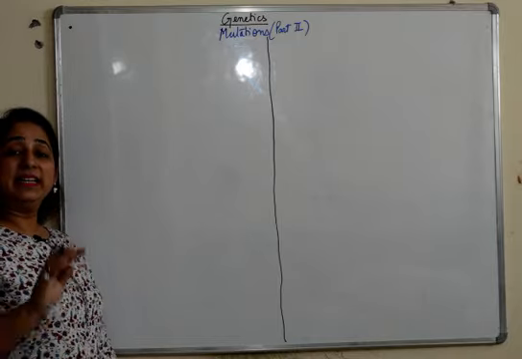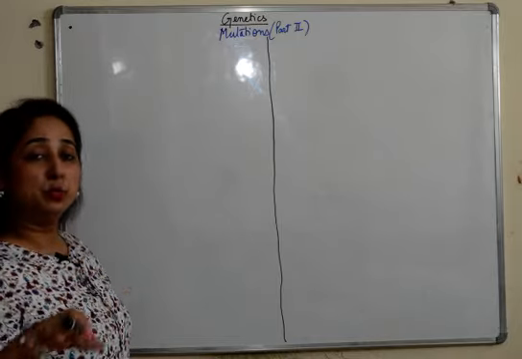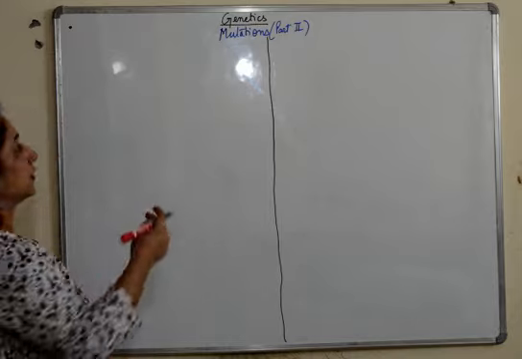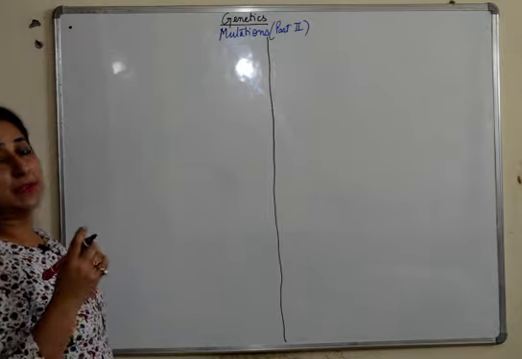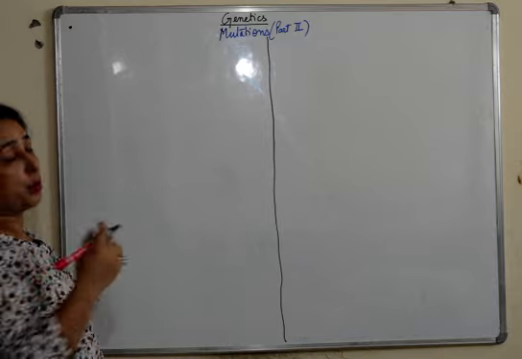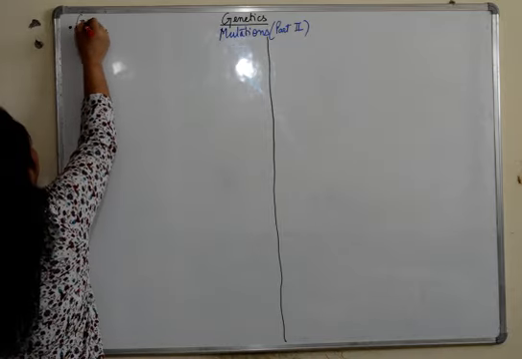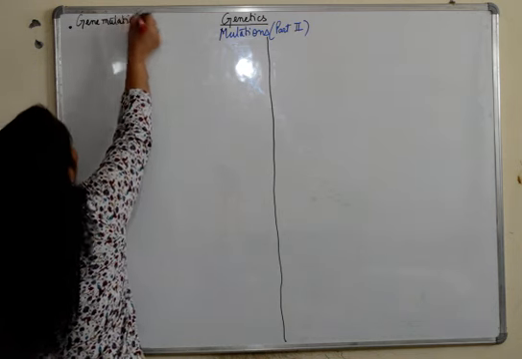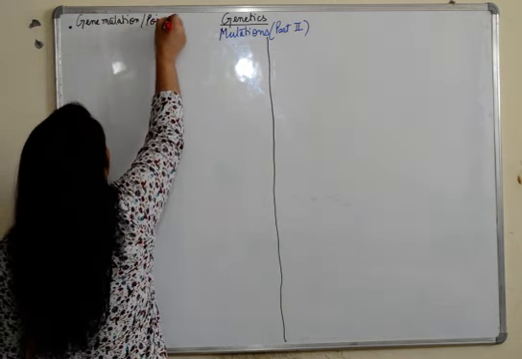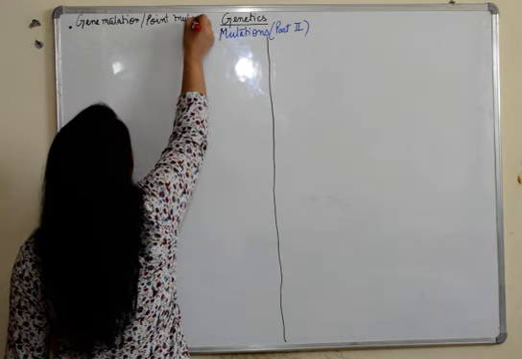In part 1 we had discussed about mutation, what is it, and mutagens and chromosomal mutations of course. Now we are going to talk about gene mutations, which are also called point mutations.